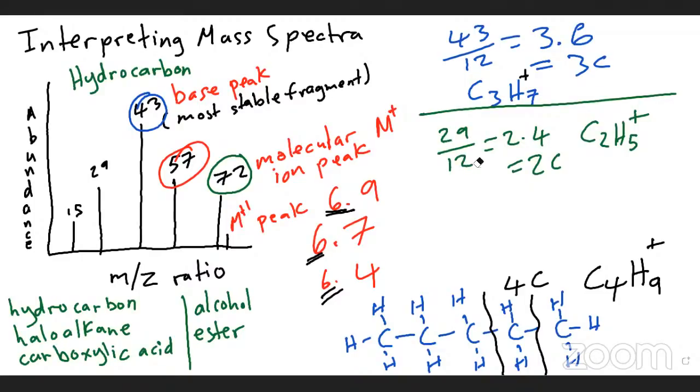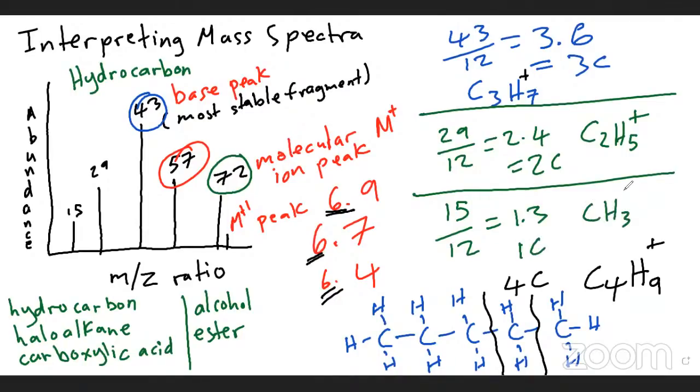It's just a way of finding the formula quickly, right? So I just figured out a way how to do it, all right? So I can't give you an exact rationale, but it works, all right? And then 15. By 12, you would get 1 point something. One point 3. All right, so it would have one carbon. So that's CH3 plus.